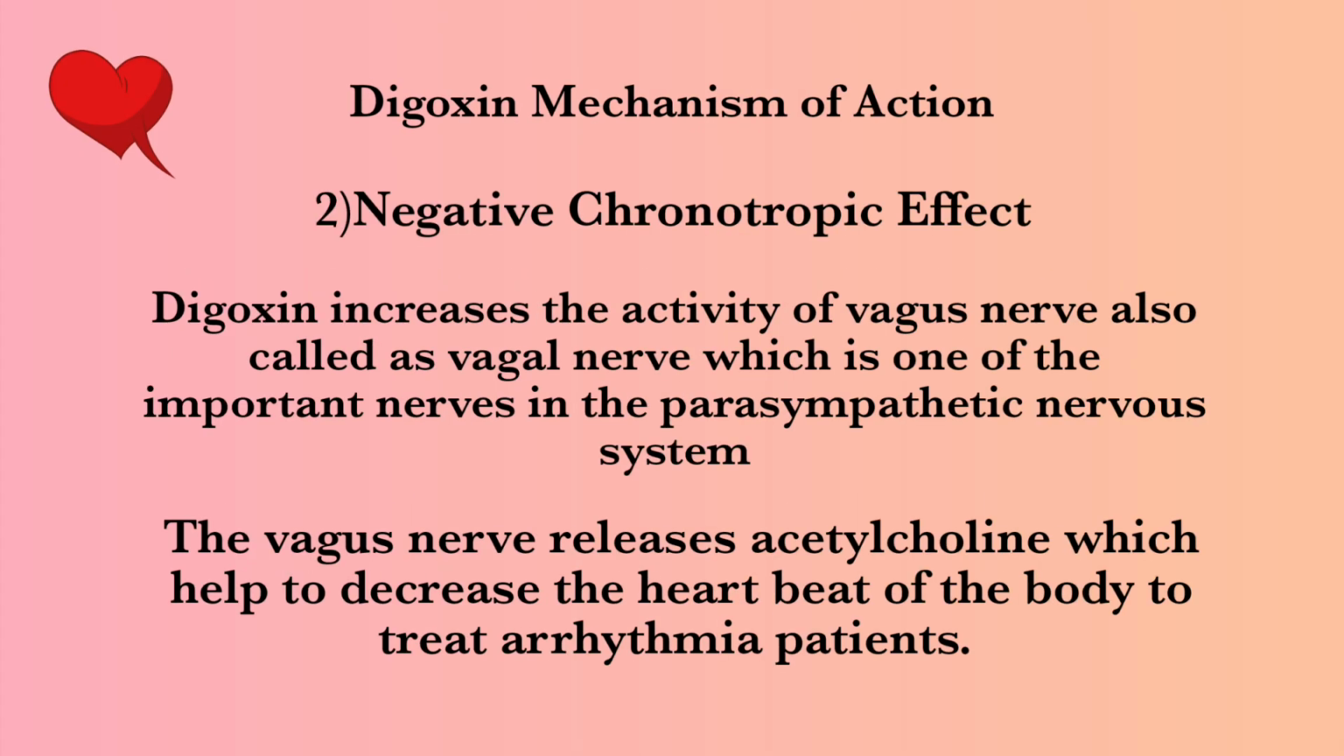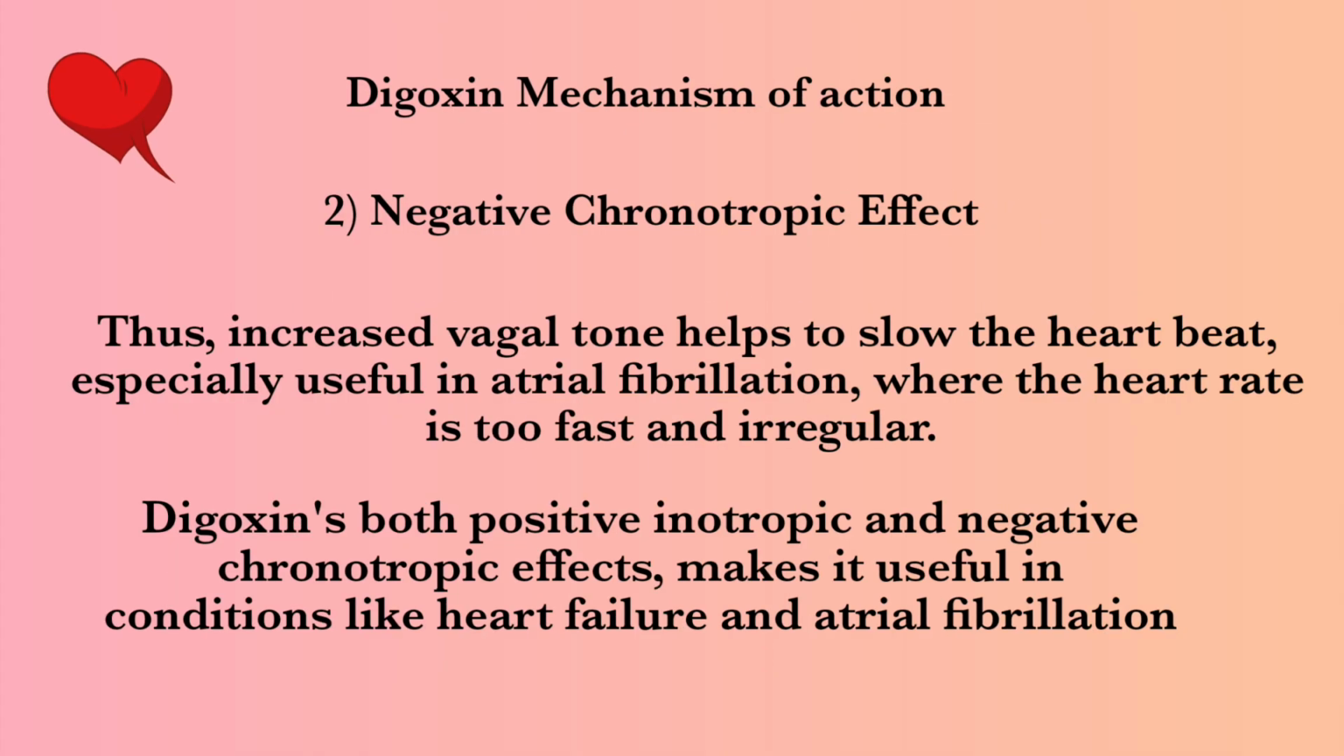Now let's talk about the negative chronotropic effect of digoxin. It increases the activity of the vagal nerve, which is one of the most important nerves of the parasympathetic nervous system. The vagus nerve releases acetylcholine, which helps to decrease the heartbeat. Thus, increased vagal tone helps to slow down the heartbeat and provide relief in arrhythmia.